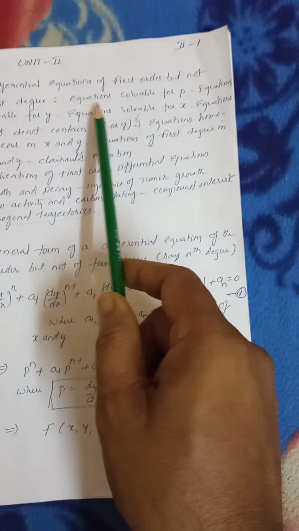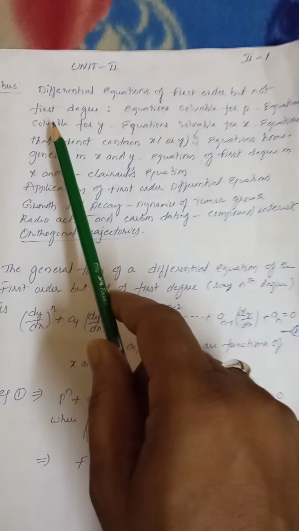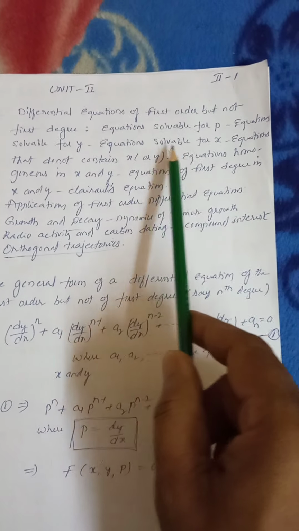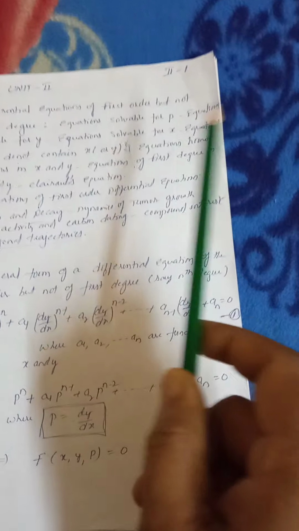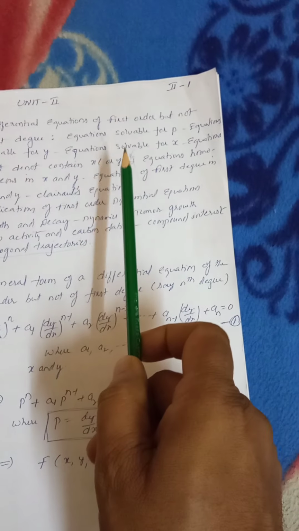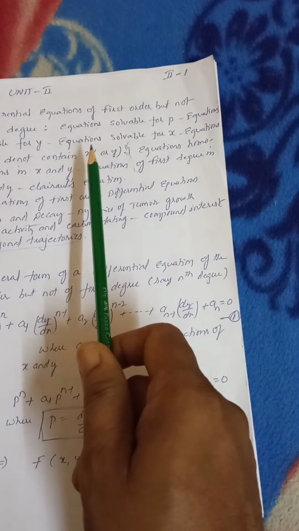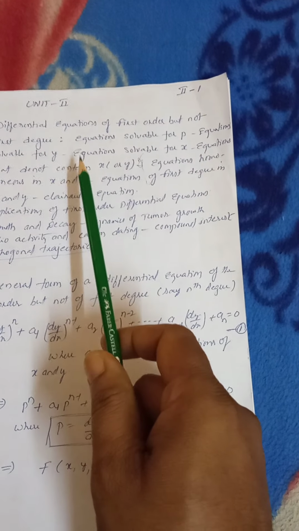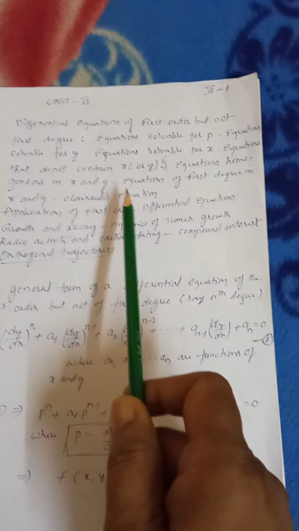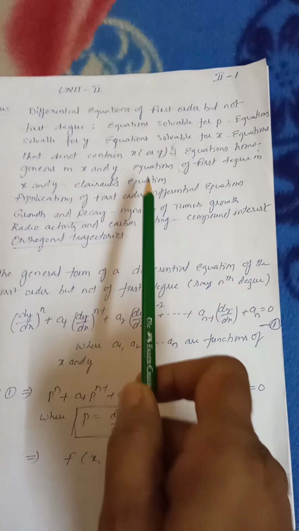Next topics: equation solvable for p, equation solvable for y, equation solvable for x, and equations that do not contain x or y. There are two types: one is the differential equation which does not contain x, and the next type is the differential equation which does not contain y. And homogeneous equations, I mean homogeneous in x and y. Now equations of first degree in x and y, that is Clairaut's equation or Clairaut's form.